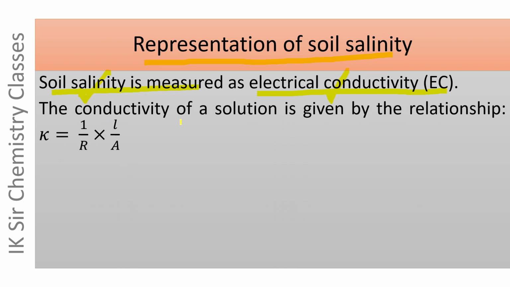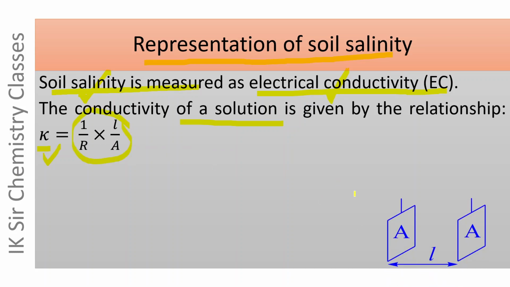The conductivity of a solution of an electrolyte is given by the following relationship. Kappa is equal to 1 by R into L by A, where kappa is the conductivity of the solution of electrolyte. The other terms involved in this expression are illustrated here. A is the area of electrodes and L is the distance between the electrodes and R is the resistance of solution in between the electrodes.